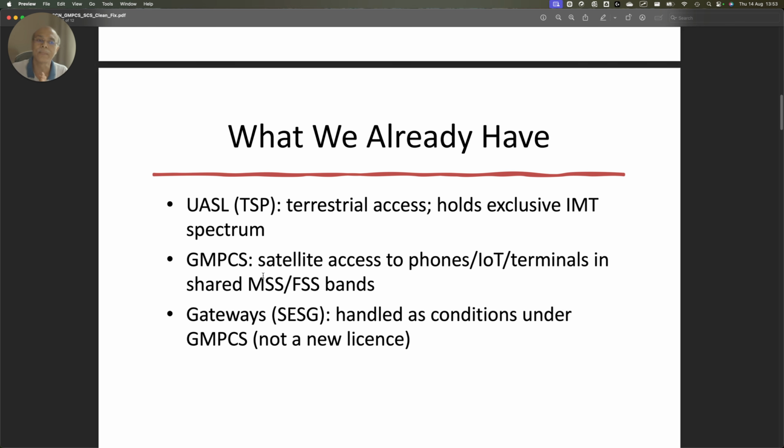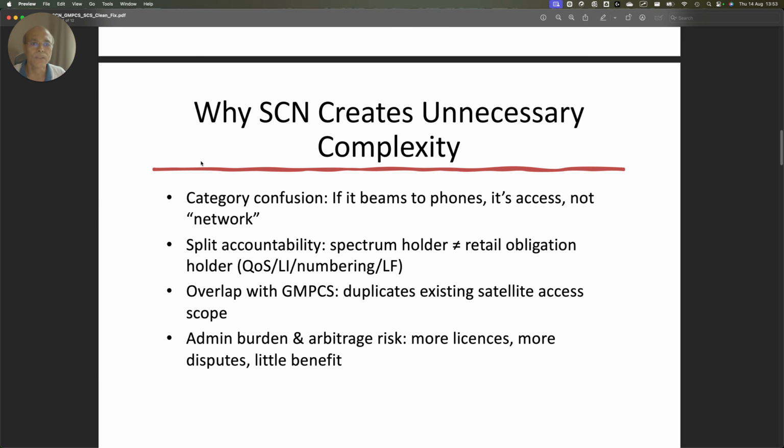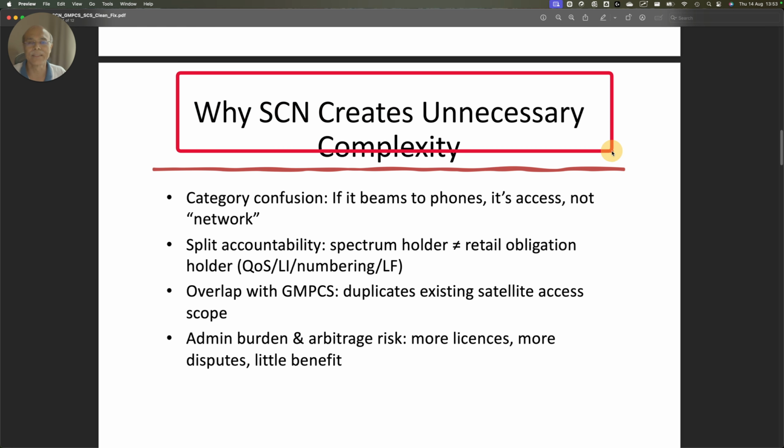This is called the GMPCS license, where you can provide all kinds of satellite services, including satellite phones and broadband connectivity. And therefore, if you see Starlink and OneWeb and others, they have already taken the GMPCS license. Then there is another license, handled as a condition under the GMPCS, not a new license. So why does SCS create unnecessary complexity?